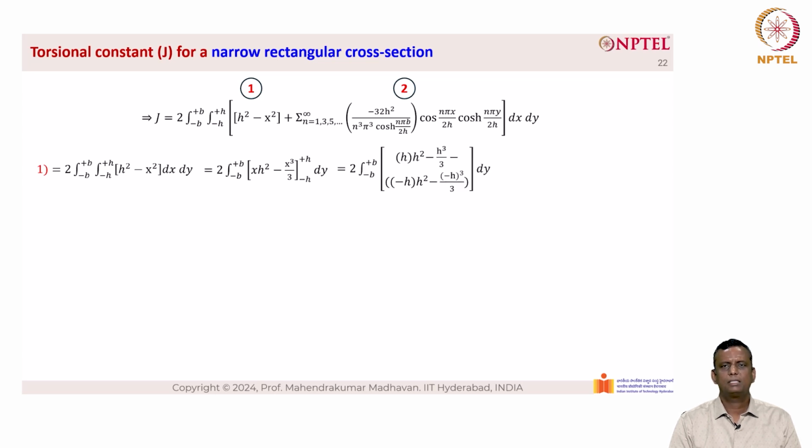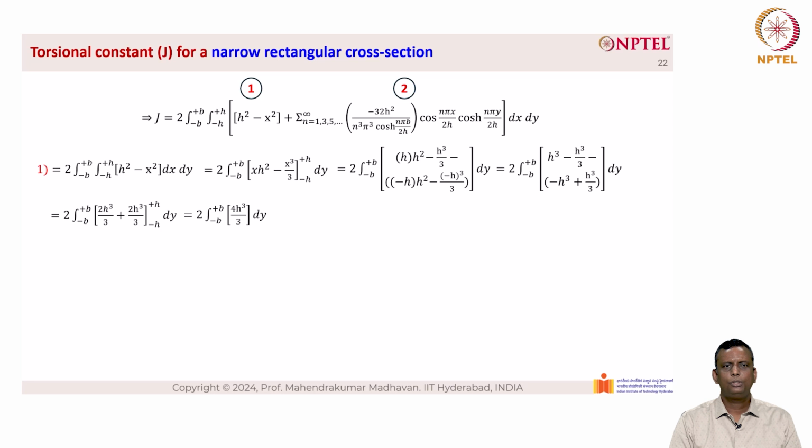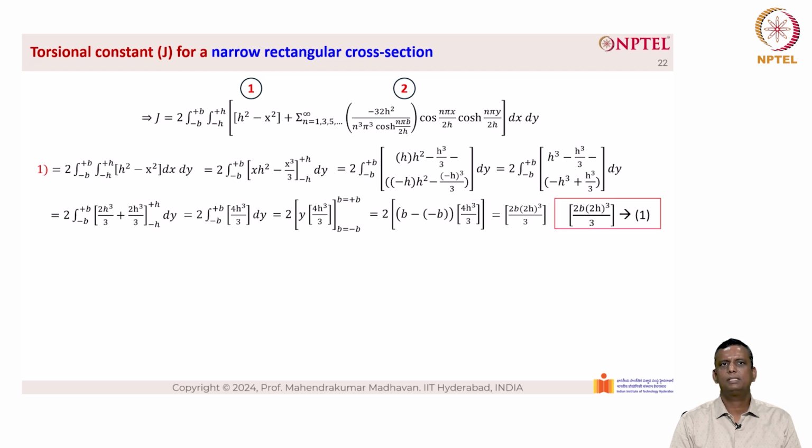So, again we substitute the upper bound and the lower bound values. We finally end up with a value here which is 2 into integral of minus b to plus b, 4h cube by 3 into dy. Again, when we integrate this value, we have 2 into y from minus b to plus b. So, this becomes 2b into (2h) the whole cube by 3. So, this is the value for the first part of the integral, which is equation 1 here.